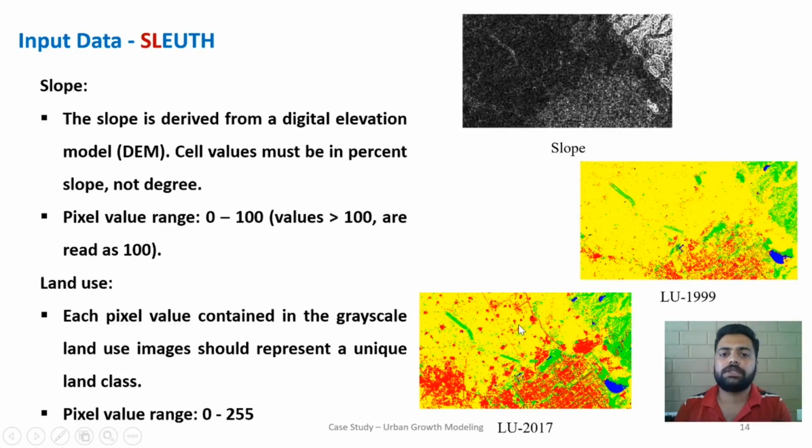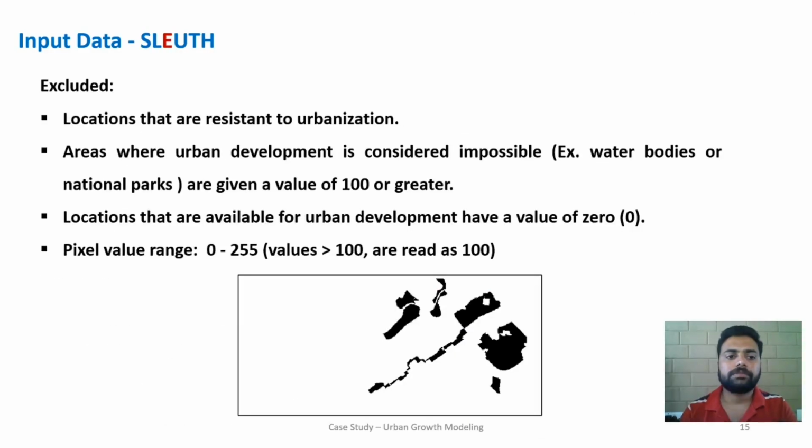The first one is urban, which is marked in red. Then we have vegetation, which is marked in green color. Then we have water, which is marked in blue color. And finally we have other land use class, that is in yellow color. Here also the pixel range is 0 to 255. The third layer is excluded, that is E.